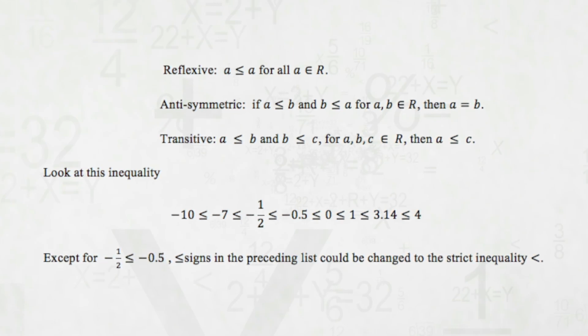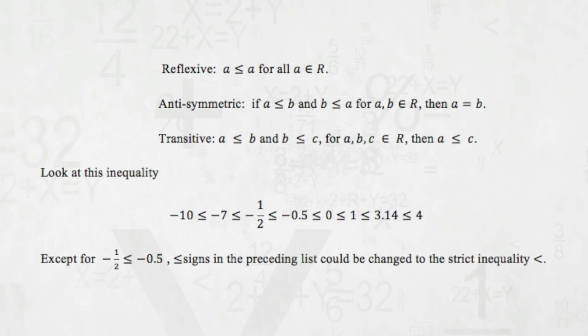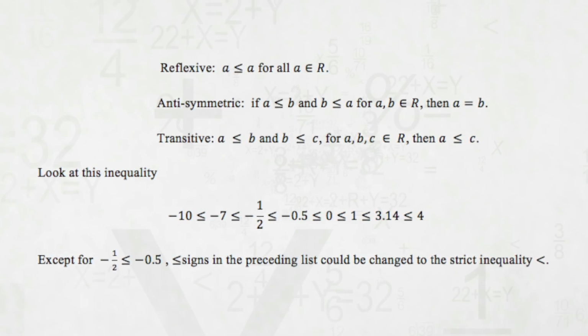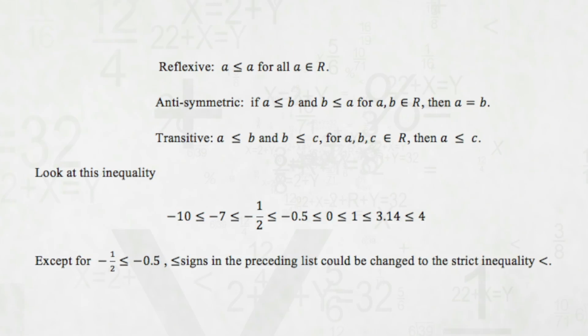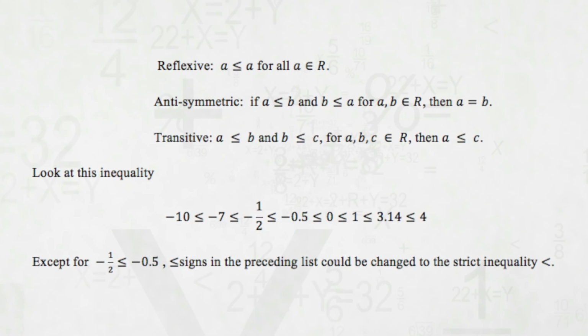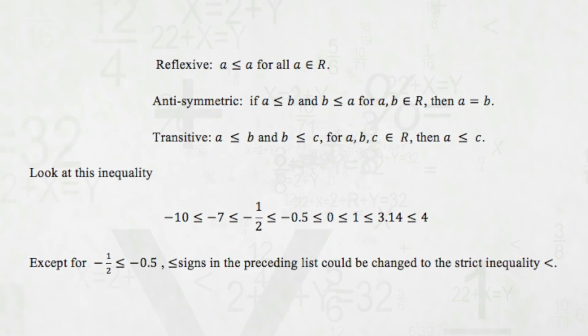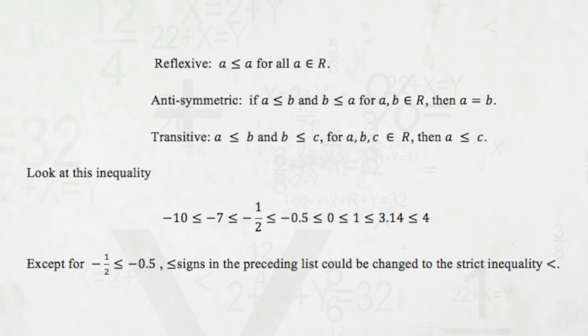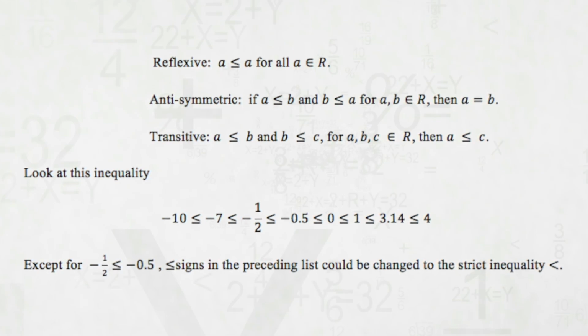Look at this inequality: minus 10 is less than or equal to minus 7, less than or equal to minus 1 by 2, less than or equal to minus 0.5, less than or equal to 0, less than or equal to 1, less than or equal to 3.14, less than or equal to 4. In the above inequality, except for minus 1 by 2 less than or equal to minus 0.5, the less than or equal to sign in the preceding list could be changed to the strict inequality less than.